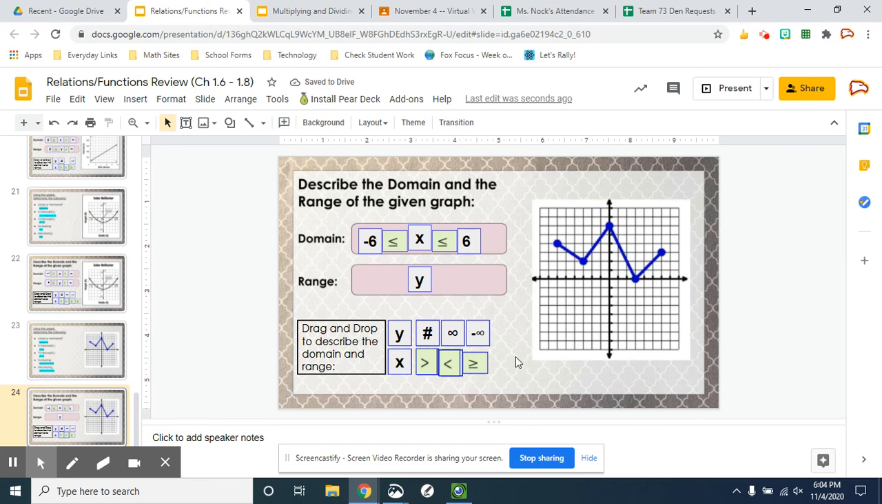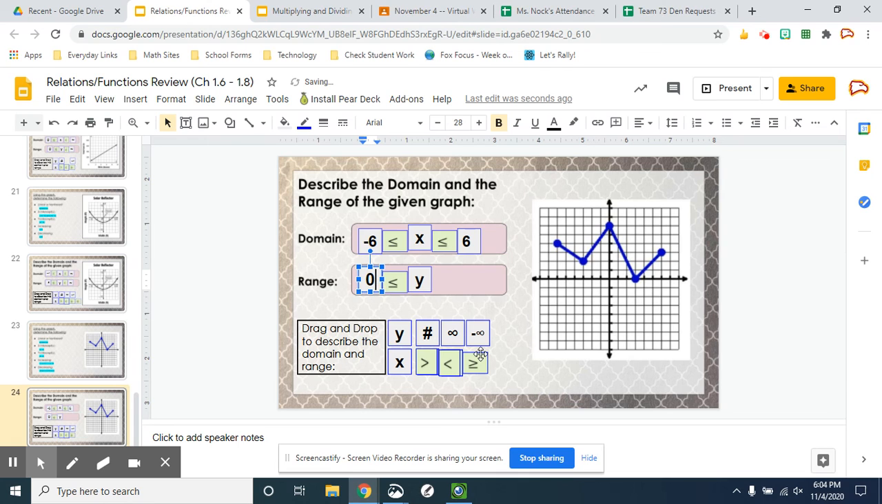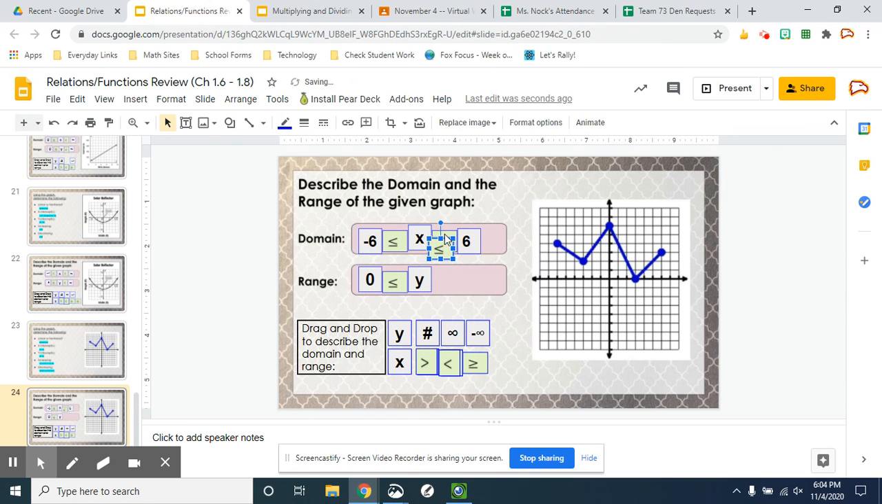All right, and for our range, we're going to look at how far down and how high it goes. So y is going to be greater than or equal to the lowest point it touches on the y-axis, which is 0. So you're going to be greater than or equal to your minimum, the smallest value. And then you're going to be less than or equal to the highest point that lines up with the y-axis, which is right here. I believe that is 6: 1, 2, 3, 4, 5, 6. Yes. And there's the review.